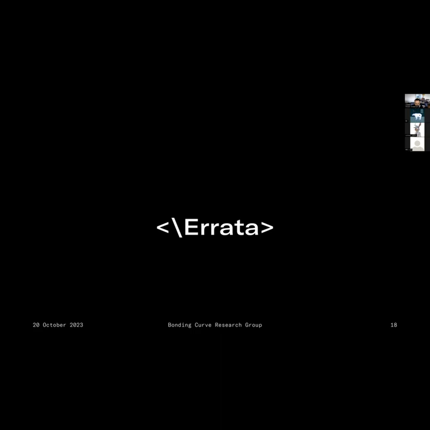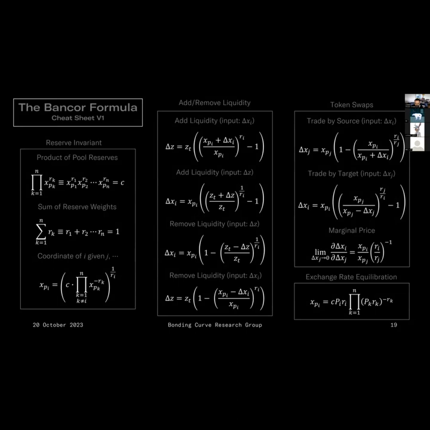Okay, so moving on. For today's lecture, I have constructed a cheat sheet for essentially all of the material that we have discussed up until this point. This includes all of the reserve invariant components, the add and remove liquidity components, the trading components, and the exchange rate equilibration.